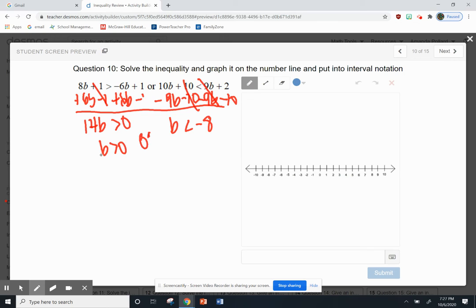Throw the or in here to be proper. So I get b is greater than 0. And b is less than negative 8. Oop, I don't know why I filled that in on accident. Open circle. And we're going to go this way. So then my interval notation is negative infinity, comma, negative 8, with my union 0, comma, infinity.